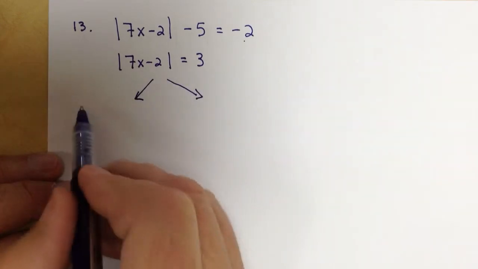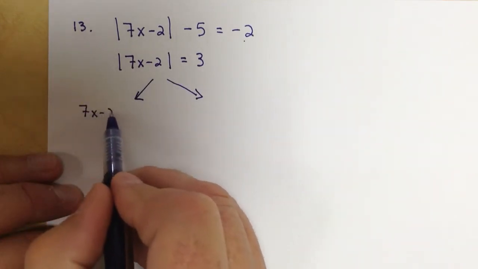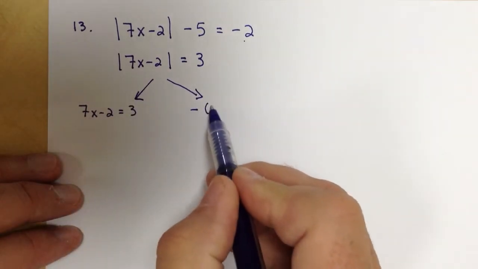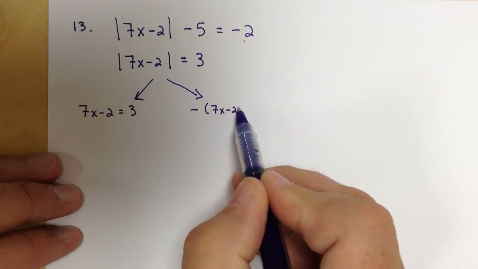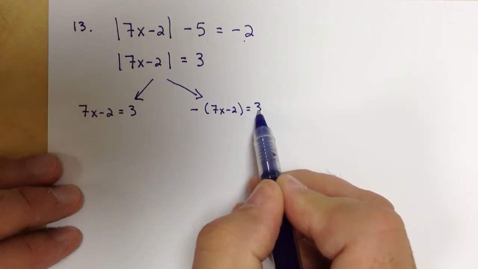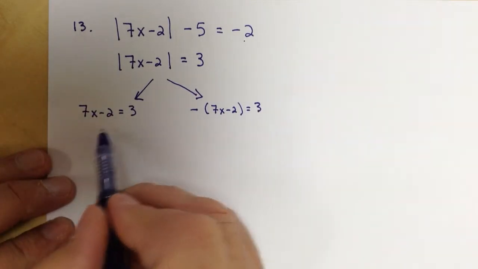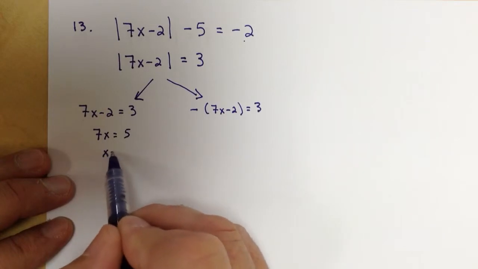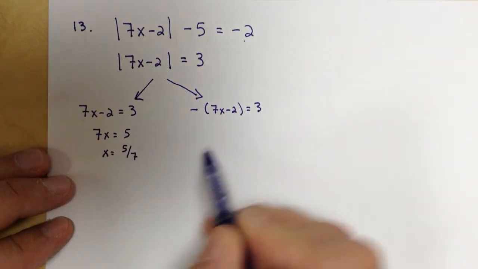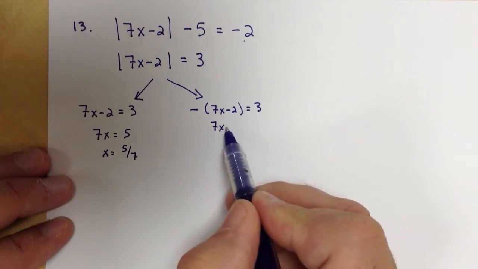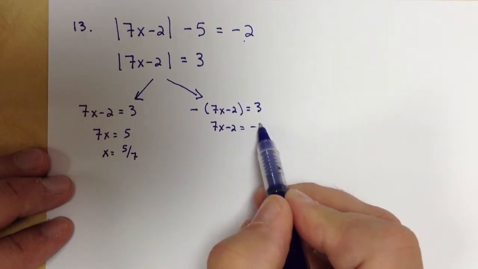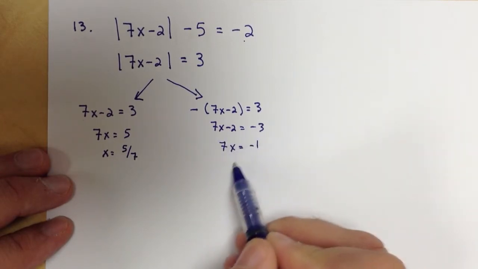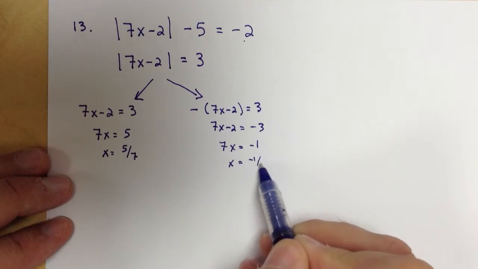And then I think of it as a positive response and a potential negative response. Add 2, divide by 7. Multiply by negative 1. Add 2. Divide by 7.